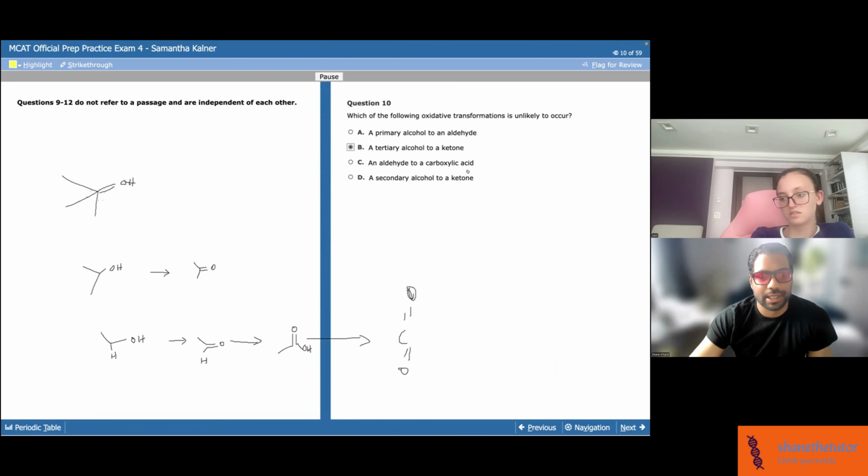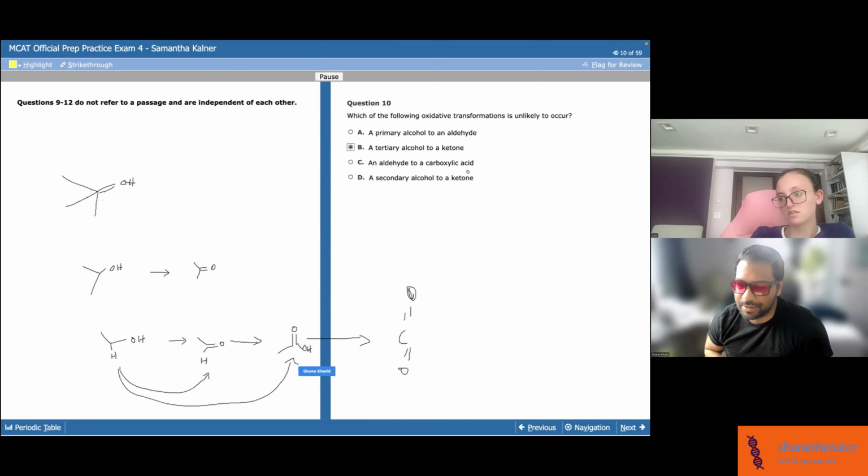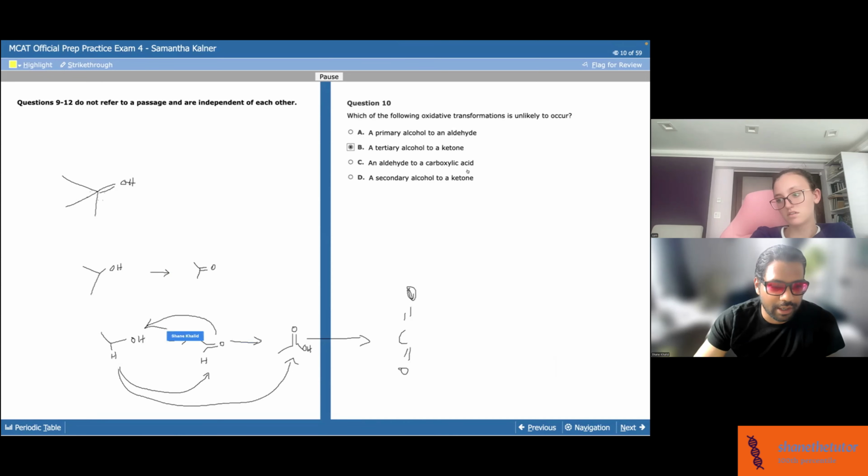But there's also stuff that they could ask you about weak oxidizing agents versus strong. Same thing with reducing agents. So you could see like a weak oxidizing agent would turn it into the aldehyde, a strong one would turn it into like the carboxylic acid. And same thing for reduction, weak one here, strong one here.